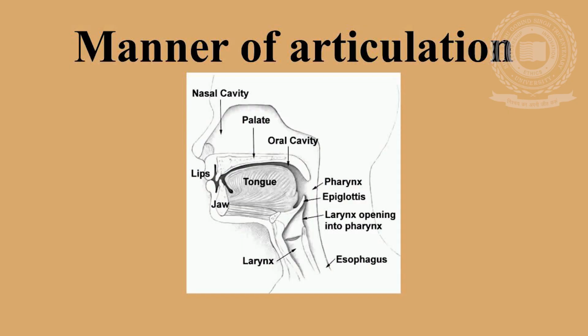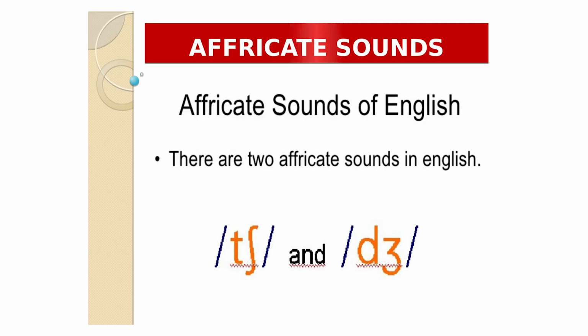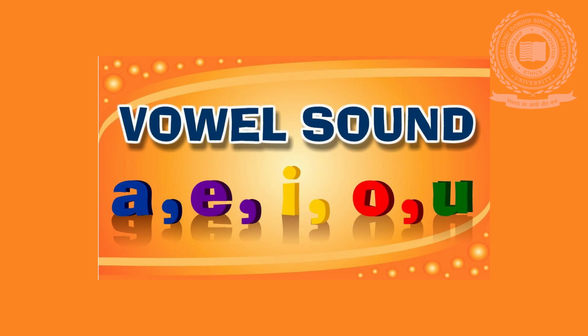Manner of articulation. We have stop sounds, which obstruct the airstream completely. Fricatives, partial obstruction with friction. Affricate, stop the airstream then release. Approximants, partial obstruction with no friction, similar to vowels.